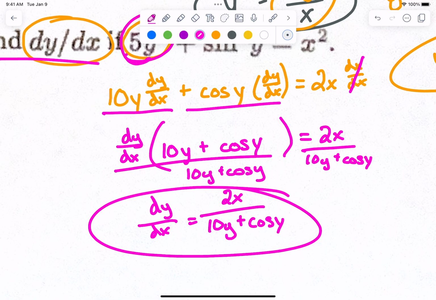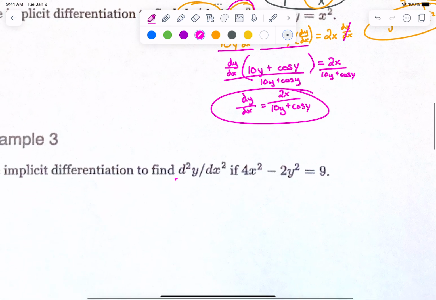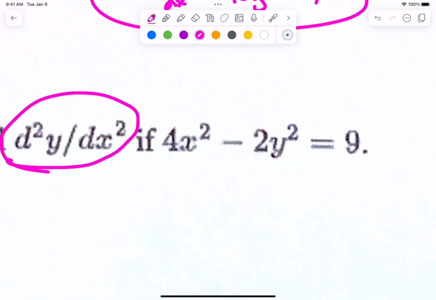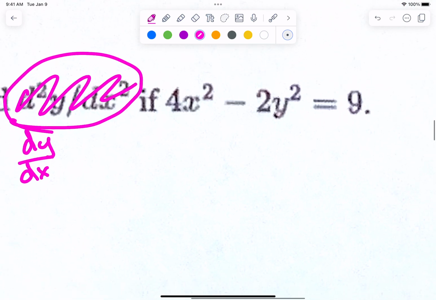Why is there a d squared y? This is saying find the second derivative. Let's find the first derivative first and then we'll tackle that. Actually, let's just find the first derivative. We're not going to do a second derivative. We're just going to find dy dx, because I don't give you any second derivatives on the homework. So we're just going to find the first derivative.